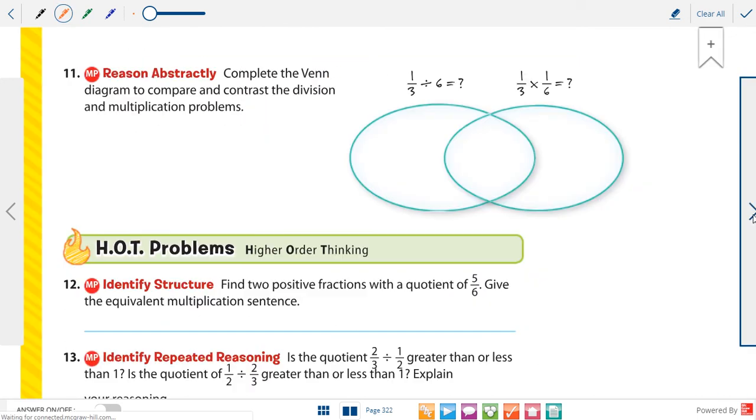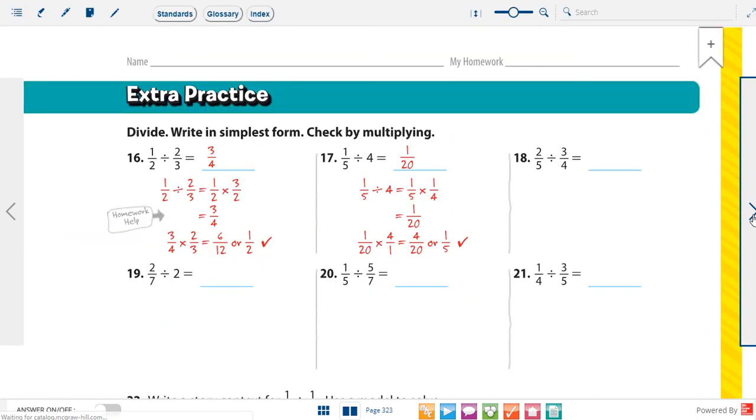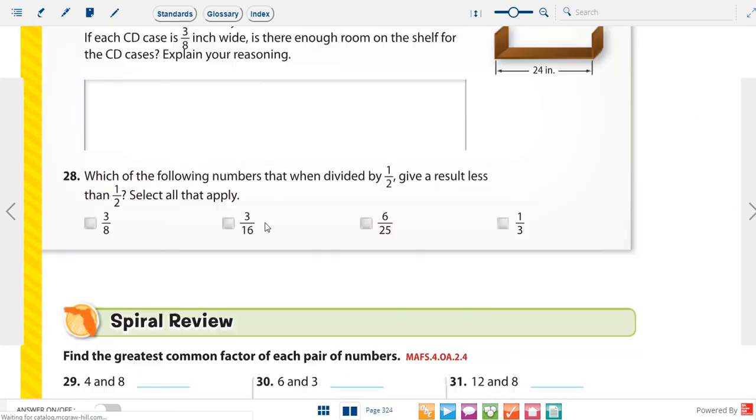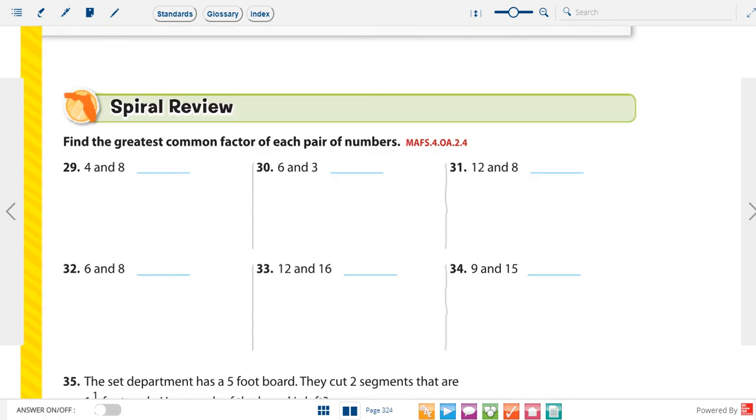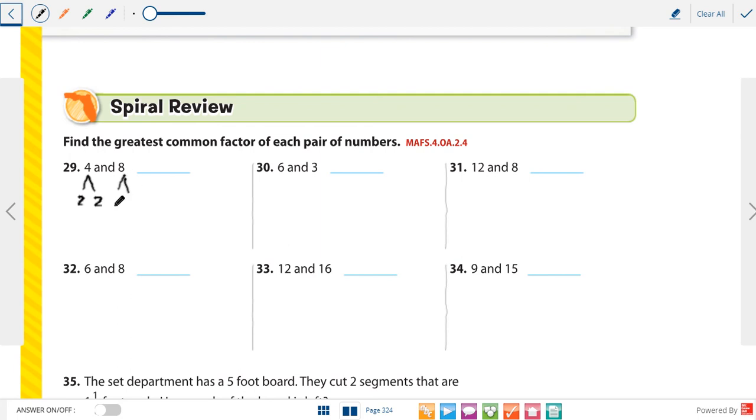I know there was an issue today on the spiral review, which kind of blew me away. Greatest common factor, okay? And I know that was an issue. Remember, guys, to find the greatest common factor, we can either do prime factorization or we can write out our factors. 4 is not prime. Factors of 4 are 2 and 2. All right? 8 is not prime. The factors of 8 are 2 and 4. And then the 4 comes down and becomes 2 and 2.